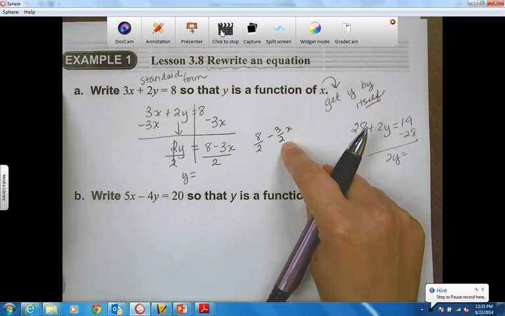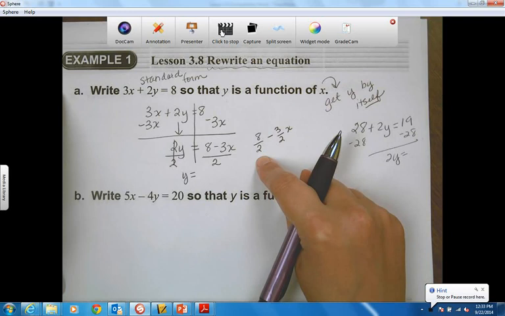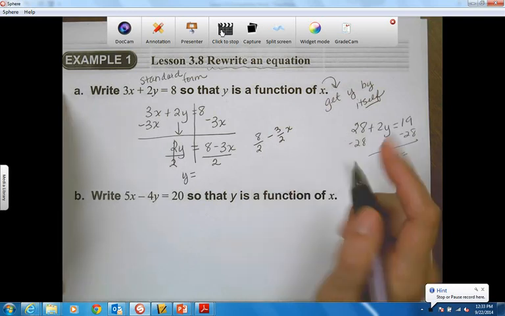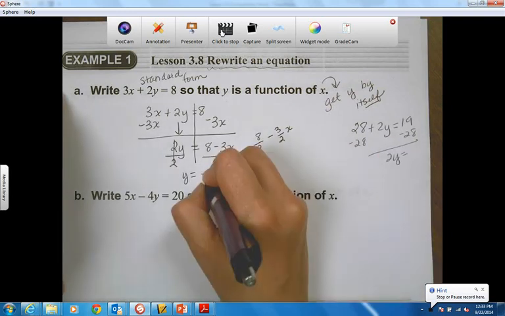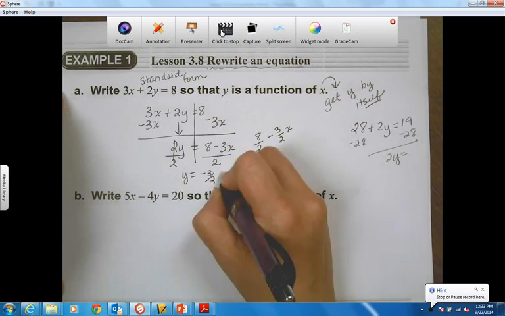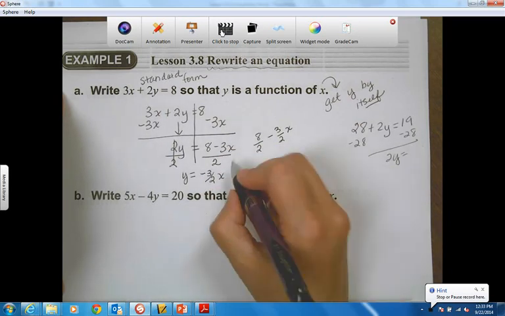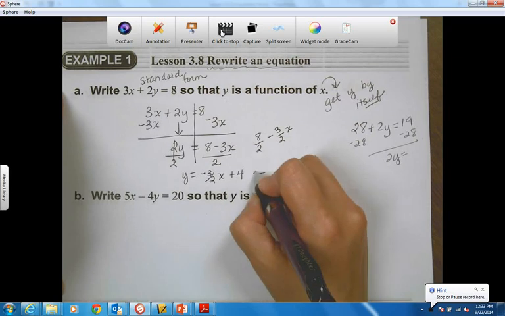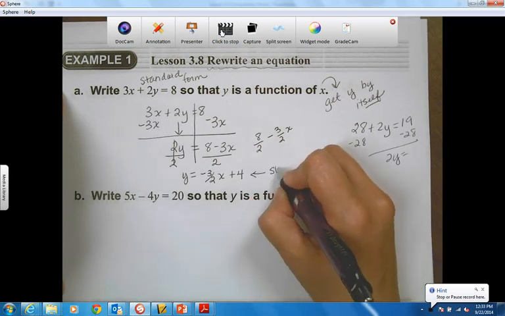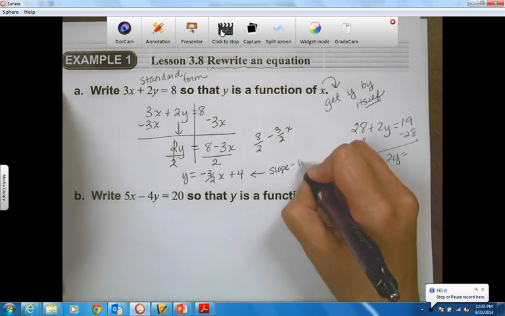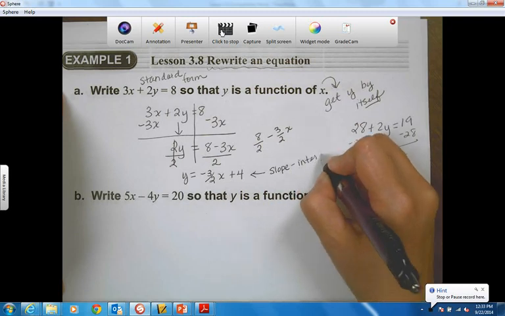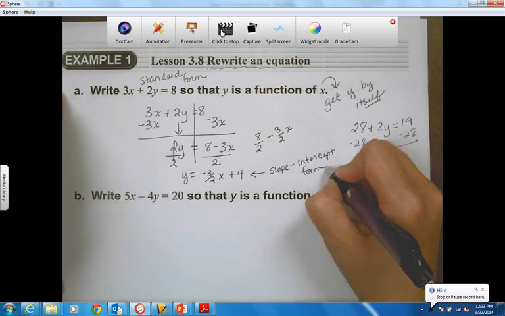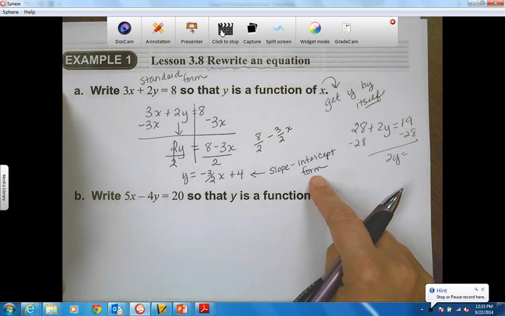Because what this really is called, this is called slope-intercept form. And this is not necessary that you know that for this lesson, but it's going to come up the rest of the year. So that's why I'm just going to go ahead and tell you. And did you guys see this at all last year, y equals mx plus b? Yeah. Okay, that's what we're doing. We're turning it into that. So that's why I'm going to ask you to write it like this, because it's going to help us later.